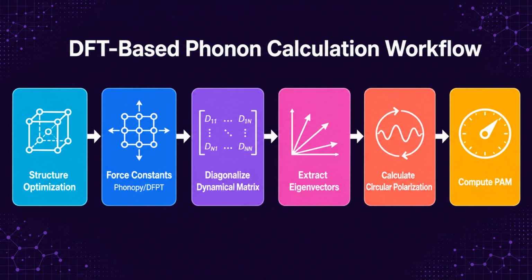First, we optimize the crystal structure using DFT relaxation. Next, we calculate force constants using either phonopy's finite displacement method or density functional perturbation theory. We then diagonalize the dynamical matrix to obtain eigenvalues and eigenvectors. From the complex eigenvectors, we extract circular polarization and finally compute the phonon angular momentum.